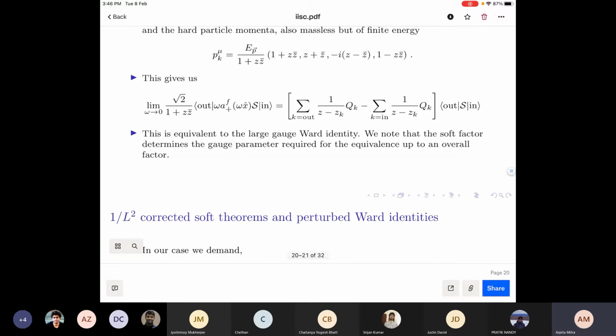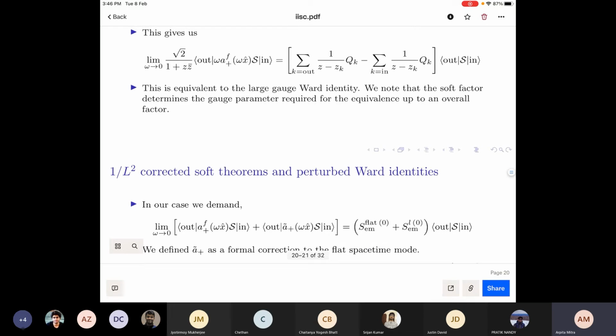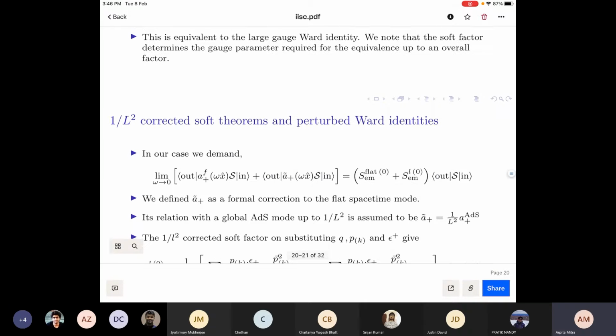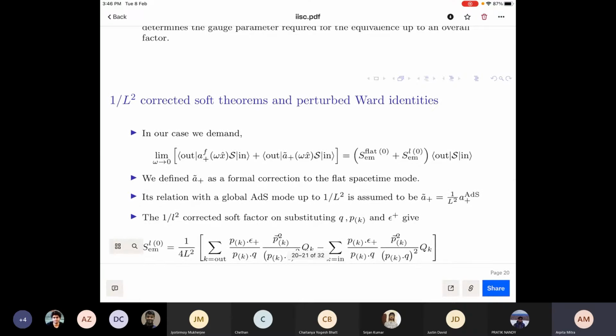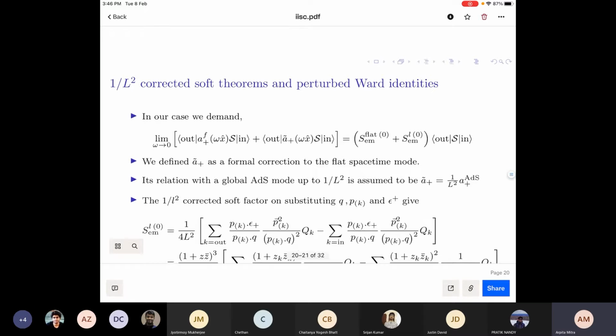Now we will take a 1/L² perturbative correction to this expression. With the a+ flat, which was the creation operator of a soft photon at scri plus, we now also have an a+ tilde due to the AdS corrections. As we are considering this correction to be perturbative, on the left-hand side we introduce this a+ tilde, which corresponds to the soft photon mode due to the AdS correction. And on the right-hand side, this S_L^EM is the soft photon factor for the 1/L² correction to the flat spacetime soft factor.